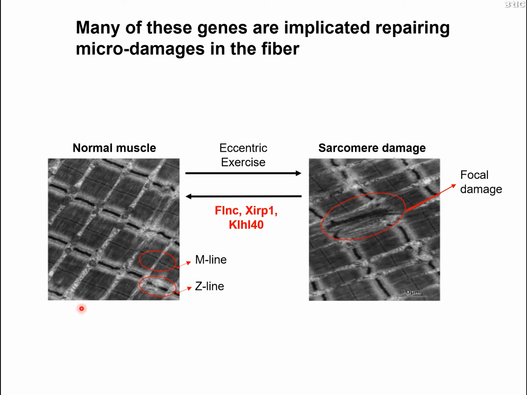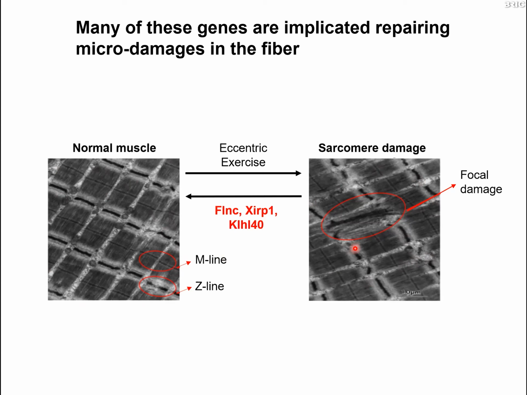So on the left side, you can see the transmission electron microscope image of the normal muscle. And here you can see the beautiful organization of the sarcomere structures. Now, when the muscles are hyperloaded, some part of the sarcomeres can be damaged and become ripped apart. And it has been shown that the protein products of these marker genes are rapidly recruited to this damaged site and try to repair this damage.